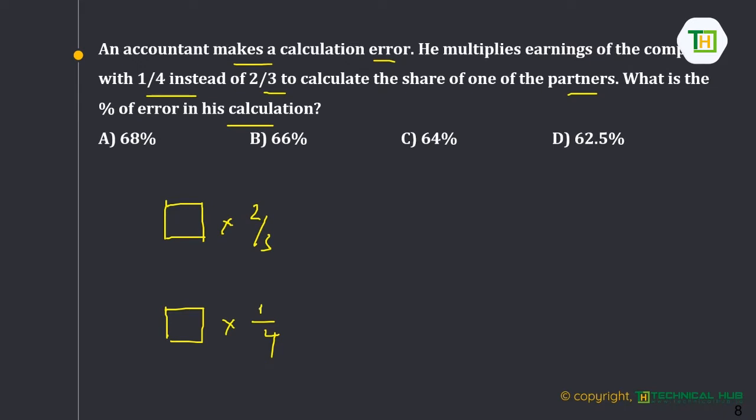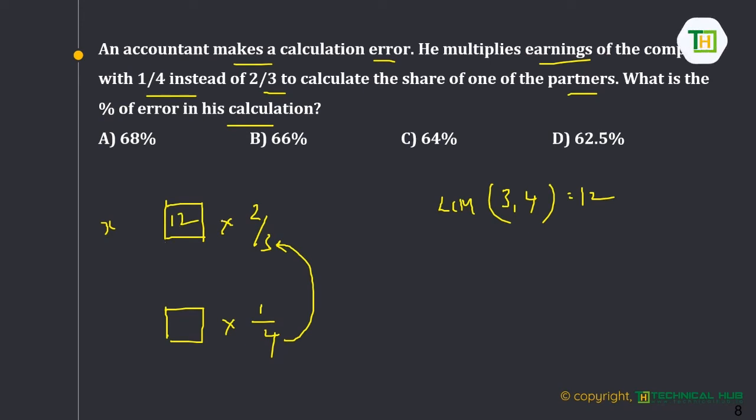Actually here I don't know what the company earnings are. If you know the company earnings, I will multiply with 2 by 3 and 1 by 4, then calculate the error. If you take variable x, you will get the answer, but you have to do more calculations. I will take one value that is exactly divisible by 4 and 3. So what is the value that is exactly divisible by 4 and 3? So 12. It means you have to take the LCM of these two numbers. What is the LCM? 12. So let the company earnings be 12.